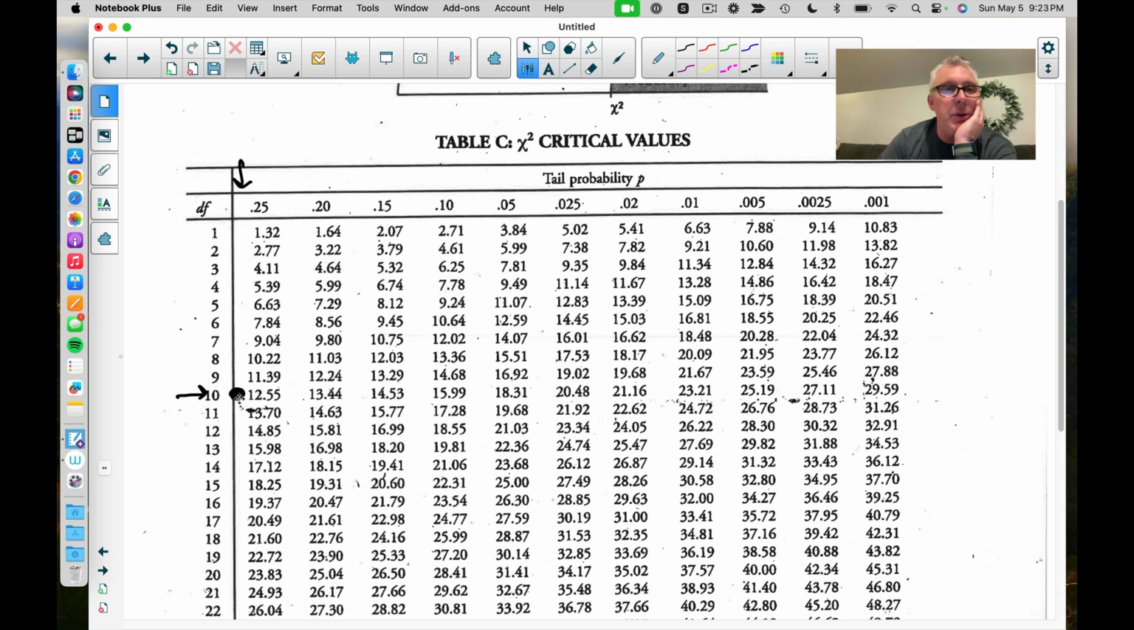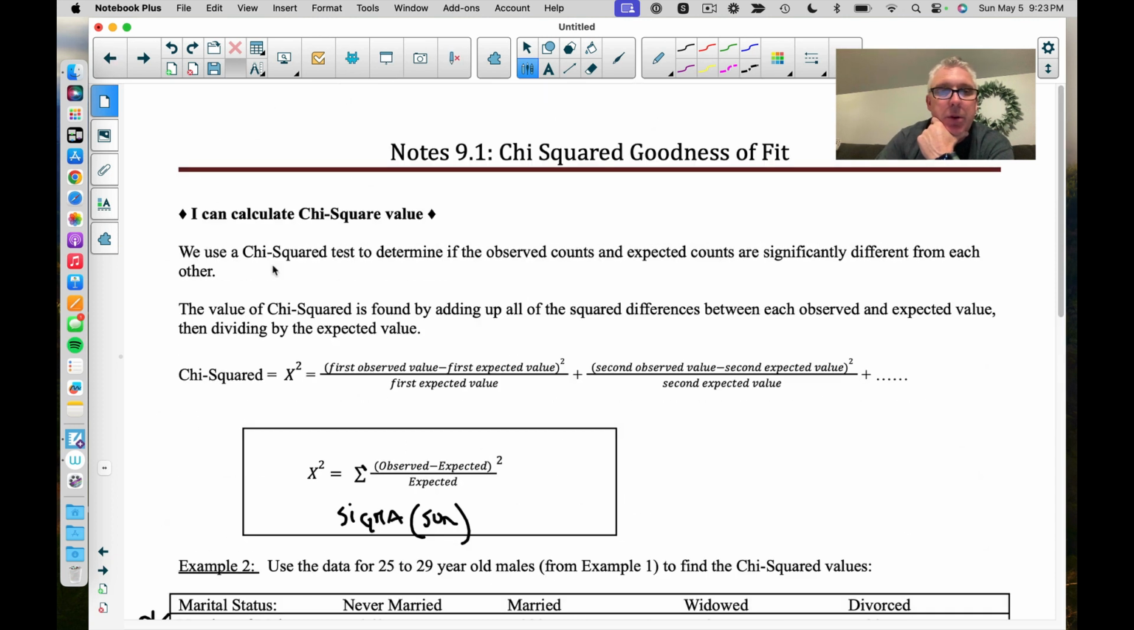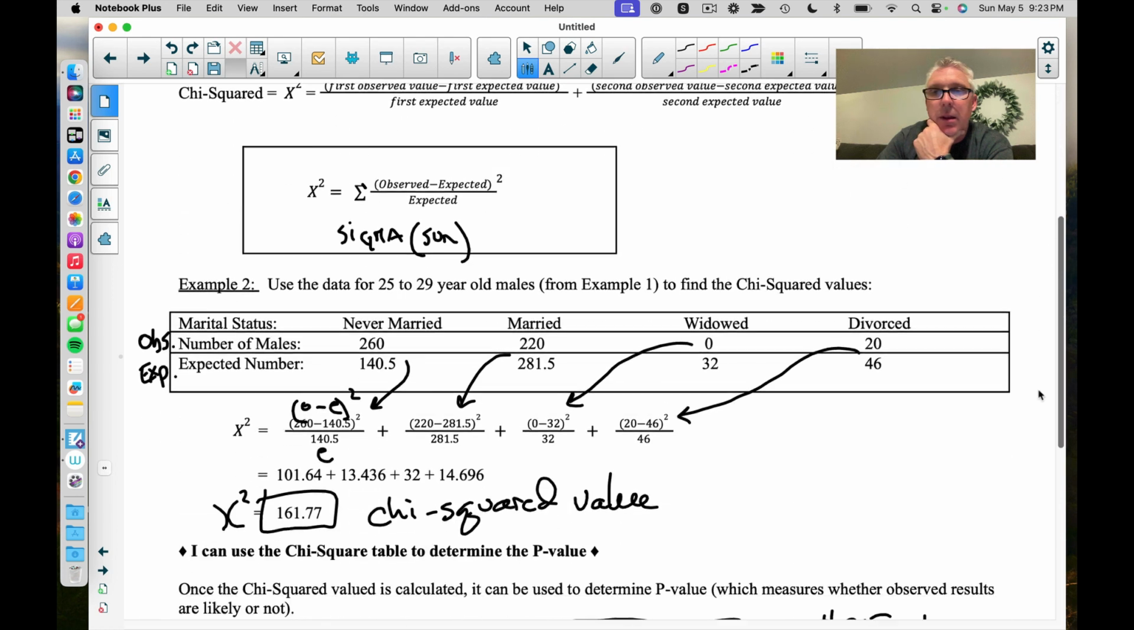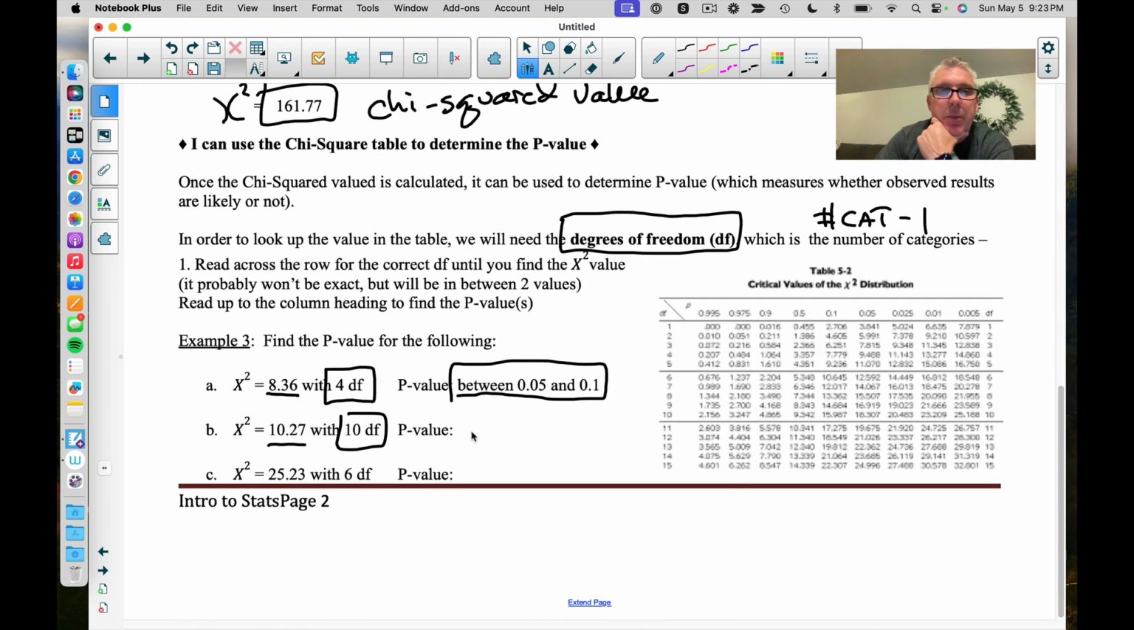That number is going to be somewhere here. Okay. So they go off the table. Sometimes they'll be off the table over here on the right. Sometimes they're on the left. If I'm on the left, then that means my p-value is going to be bigger than 0.25. I'm going to go back here and say greater than 0.25.